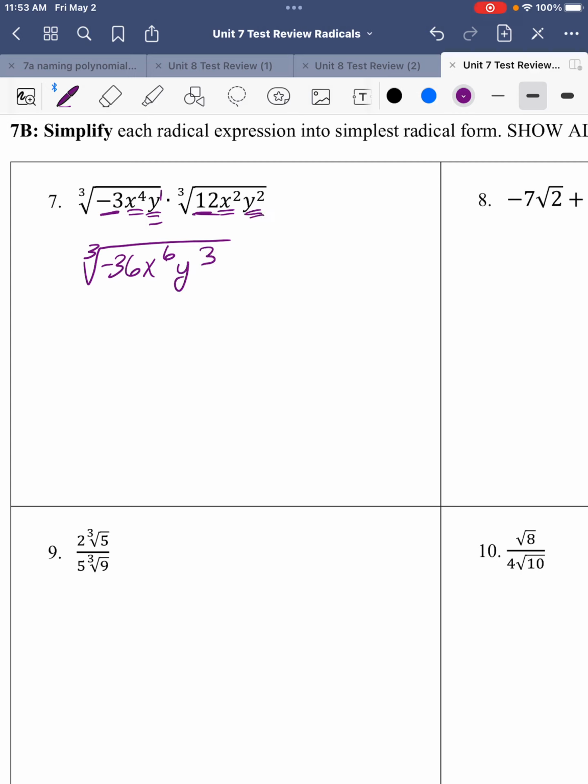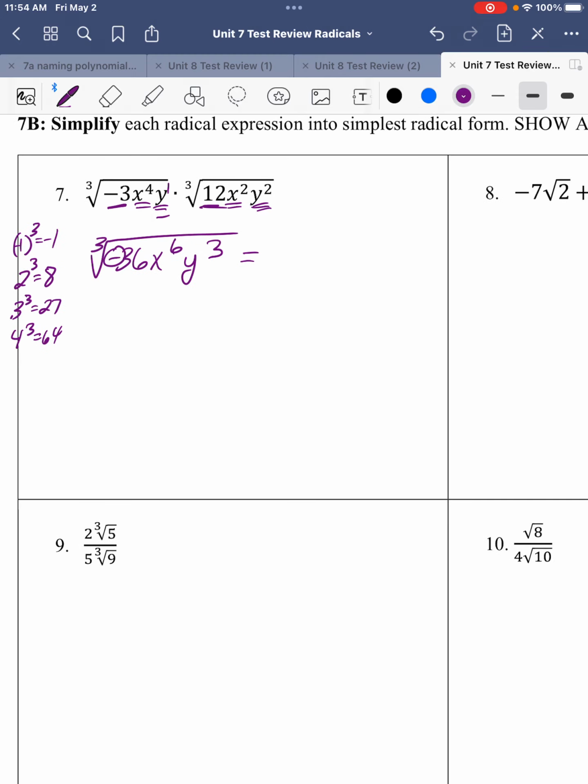And let's look to simplify. So perfect cubes, 2 to the 3rd is 8, 3 to the 3rd is 27, 4 to the 3rd is 64. 36 doesn't divide by any of those, but I do see a negative inside, and that's really like negative 1 to the 3rd. So you cube root negative 1, it's going to be negative 1. So that negative will come out in front. You can put the negative 1 there if you'd like.